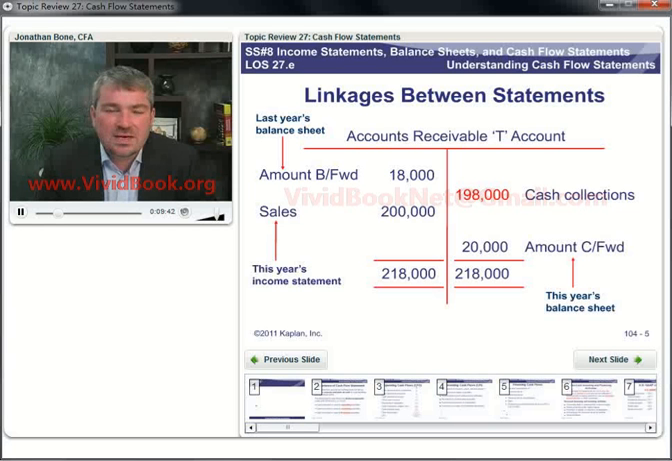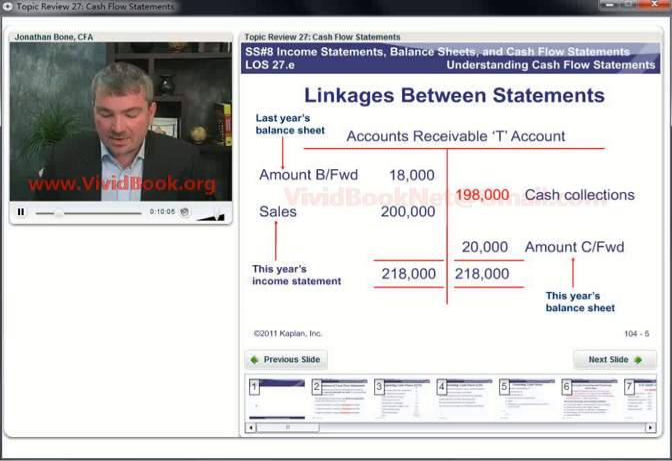Well, because 198,000 must have been collected from our customers. Now note we could do this a little bit quicker by simply taking the sales figure and deducting the change in the balance sheet item. So the balance sheet item is accounts receivable, it's increased by 2,000. An increase in a balance sheet item we will deduct, and I'll explain why in a little while. So 200,000 minus 2,000 gives us 198, the cash collected from your customers.